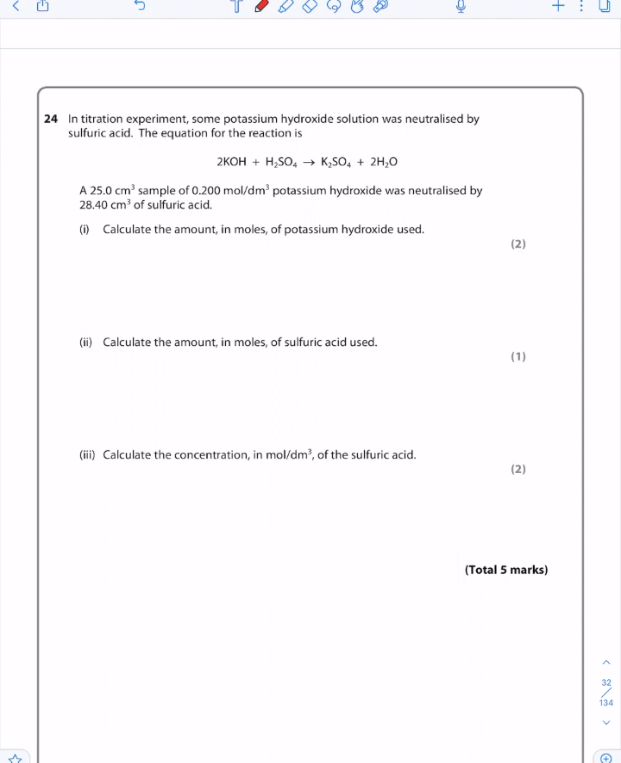Question 24. In titration experiment, some potassium hydroxide solution was neutralized by sulfuric acid. The equation for the reaction is potassium hydroxide plus sulfuric acid gives potassium sulfate plus water. 25 cubic centimeter sample of 0.200 mole per cubic decimeter potassium hydroxide was neutralized by 28.40 cubic centimeter sulfuric acid. I calculate the amount in moles of potassium hydroxide used.